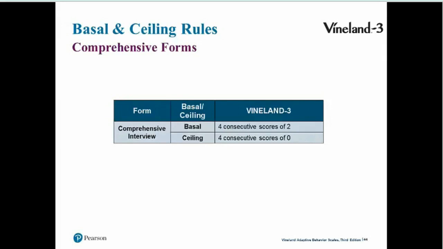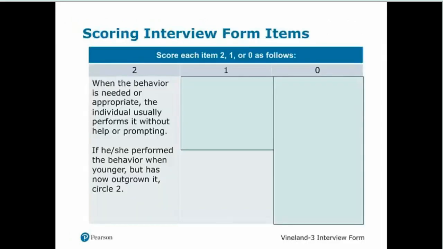The interview forms are scored using a 2, 1, or 0 criteria. A 2 can be considered mastery. The child performs the behavior when it's needed and when it's appropriate, and the individual usually performs it without any help and without prompting. It may also be scored a 2 if the behavior is something that they did when they were younger, but they've outgrown it. For example, if the question was about riding a tricycle, and that's something that the child used to do, but now they're riding a bicycle, they've outgrown the tricycle, you would still rate tricycle as a 2.